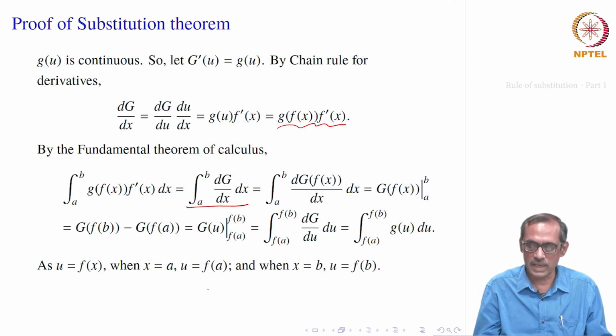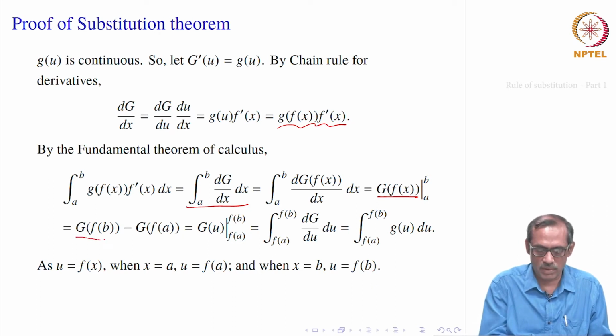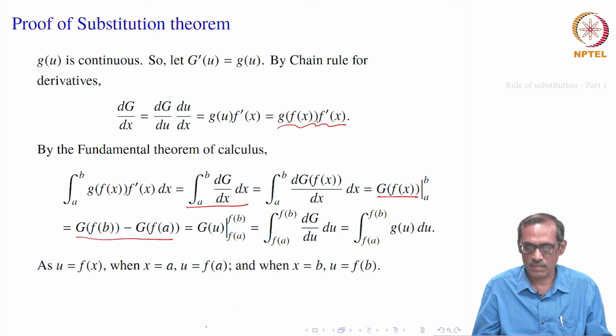Now, dg by dx we can write as dg of f of x by dx, which is the same thing as g of f x evaluated at a and b, because it is the derivative, and the integral of the derivative is equal to that function. So, you get g of f x evaluated at a and b, and that we can again write as g of f of b minus g of f of a.